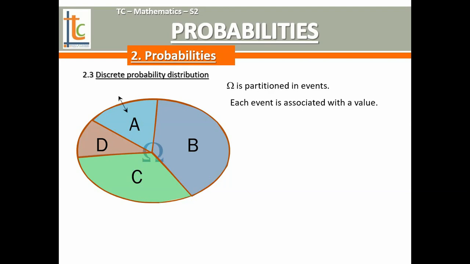For instance, the event A is associated to 8. That means if you perform the random experiment and fall into A, you will be awarded 8 points or 8 euros, okay, if we're talking about money. For B, it will be, for example, 5. For C, let's put 2 points, and for D, no point, okay, 0 points.